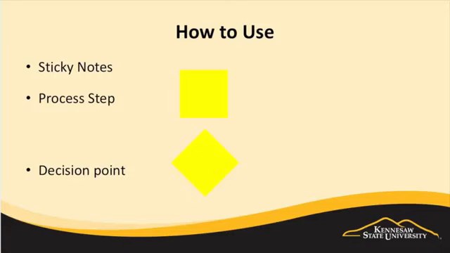One easy way to map processes with a group is to use sticky notes. As the steps develop, you can rearrange as needed to get the right sequence. A standard sticky note can be turned 45 degrees to use for a decision point. When the team is done with the sticky note map, it can be preserved by taking a picture.